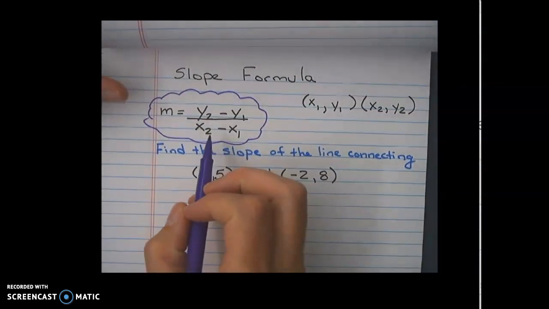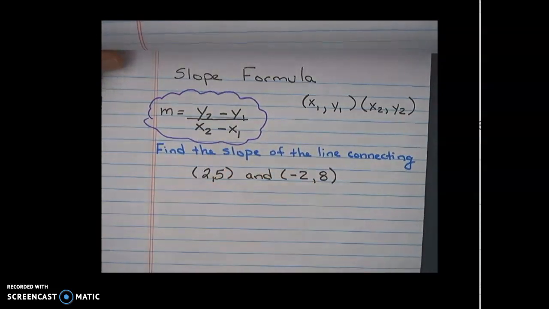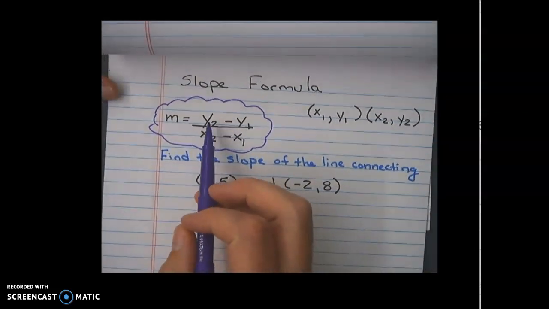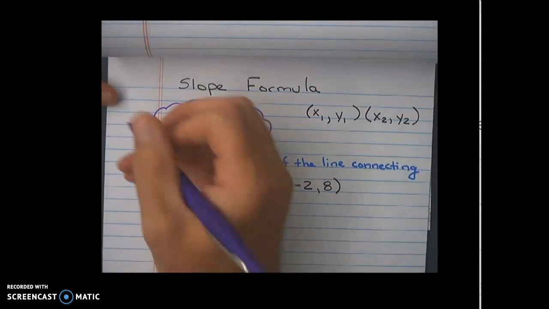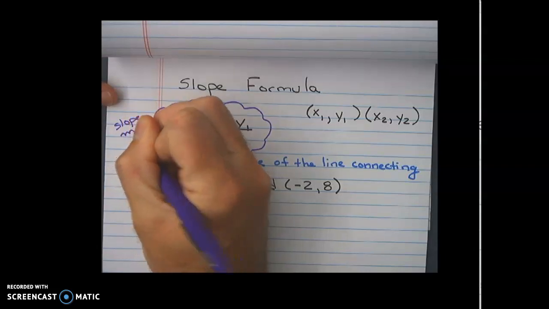Then we can do the same thing with the x values, the 2 and negative 2, to figure out how much it went over. One of the things that's important is understanding what you're looking at with this formula. It says m equals, and m is the abbreviation for slope. If you didn't know that, slope is abbreviated by the letter m.